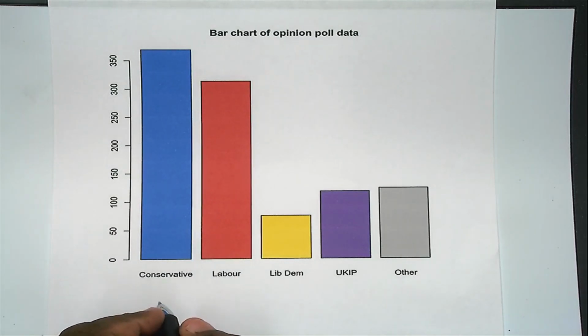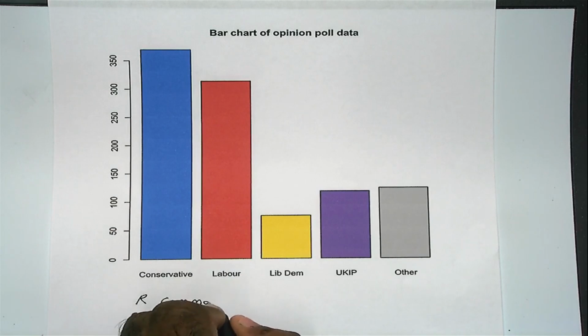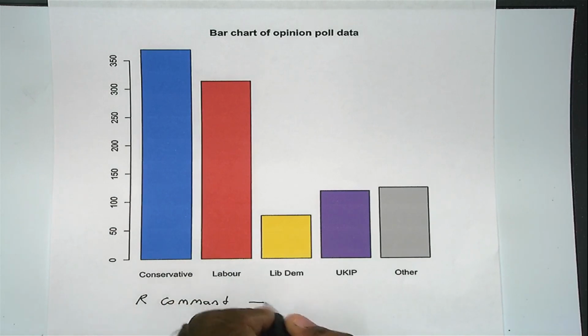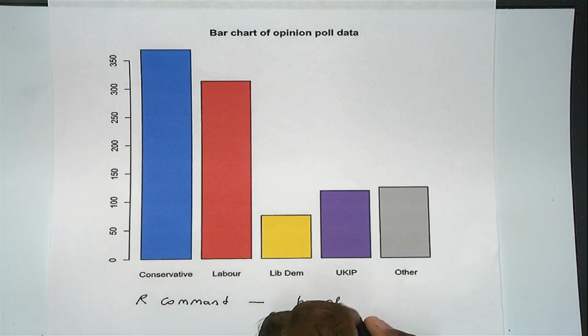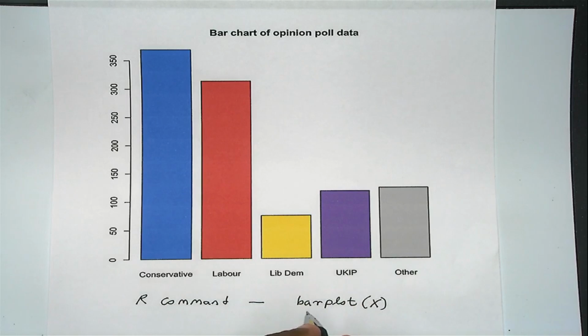And once again, the R command for producing a bar plot is barplot, open bracket, X, close bracket. That will produce something like this when you have the data.